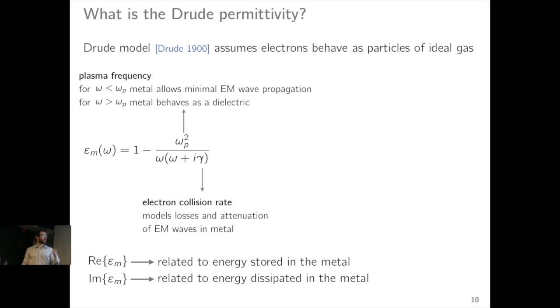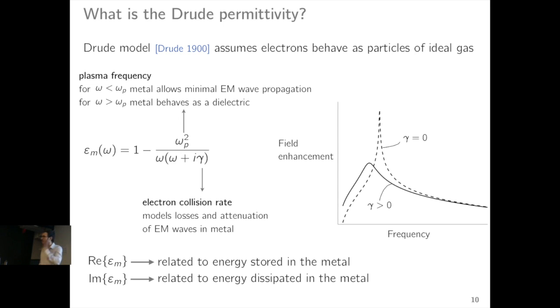Again, it's dispersive because it takes into account the frequency, and it involves two constants, two optical constants. The first one, the one on top, is the plasma frequency, which is the frequency above which the metal starts behaving as a dielectric. That is, it starts allowing full electromagnetic propagation through it. The constant at the bottom is the electron collision rate, which is essentially a damping constant, because as you can see, it's attached to the imaginary unit.